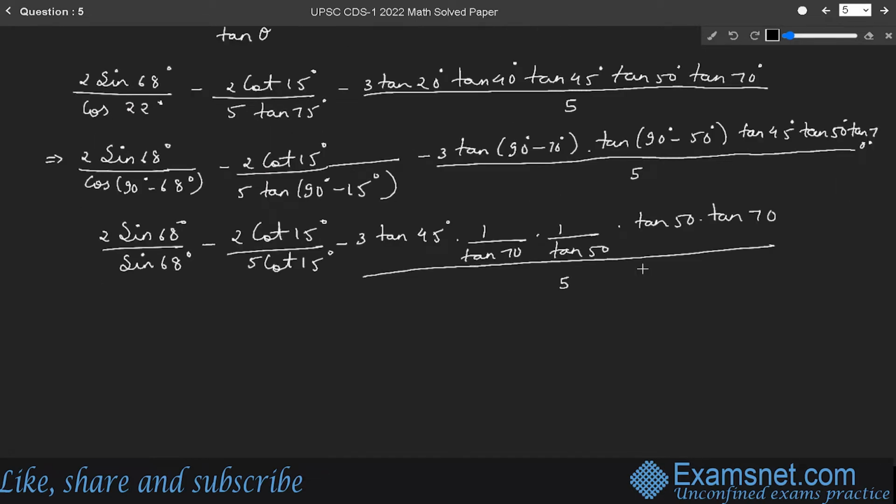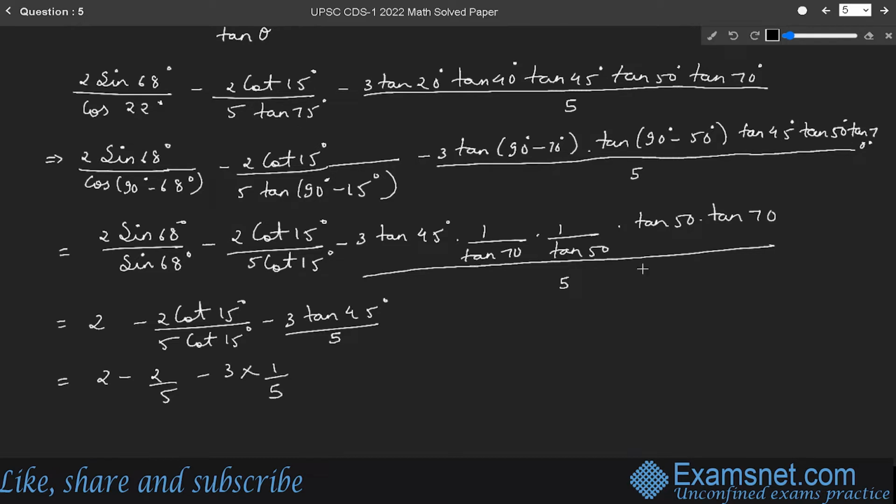Further solving, it will be 2, because sin 68 and sin 68 will be cancelled, minus 2 cot 15 degree upon 5 cot 15 degree minus 3 tan 45 degree upon 5. We know that cot 15 and cot 15 will also be cancelled. So it will be 2 minus 2 by 5 minus 3 into 1 by 5, because we know that the value of tan 45 is 1.